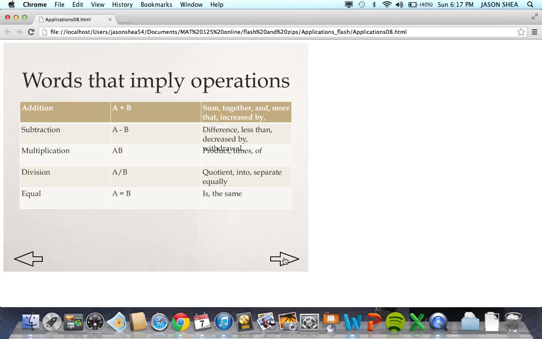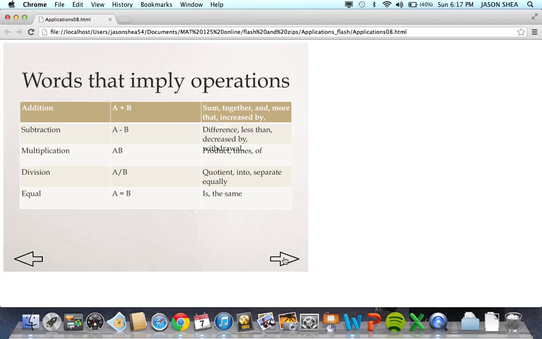For division, we have quotient, into, to separate equally. If you understand what the idea of division is, most of the words we would normally use will represent that. However, quotient doesn't really sound like something we would normally use. That's the fancy mathematics word for the answer to a division problem.